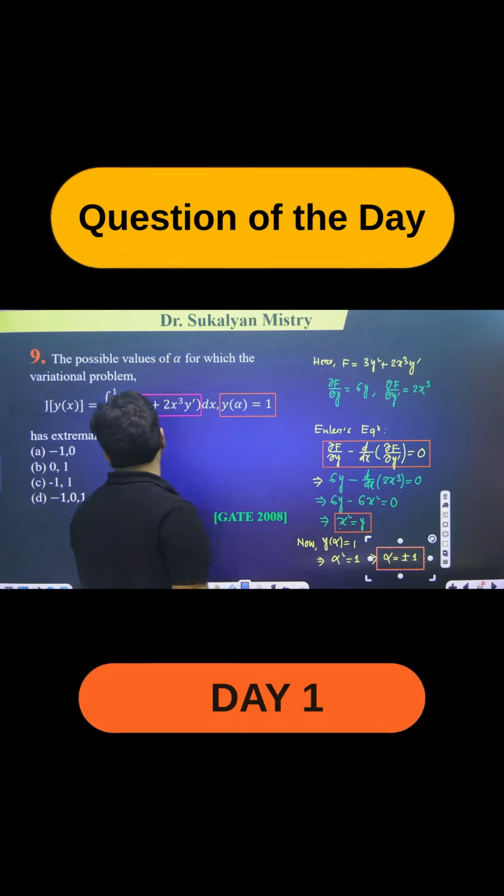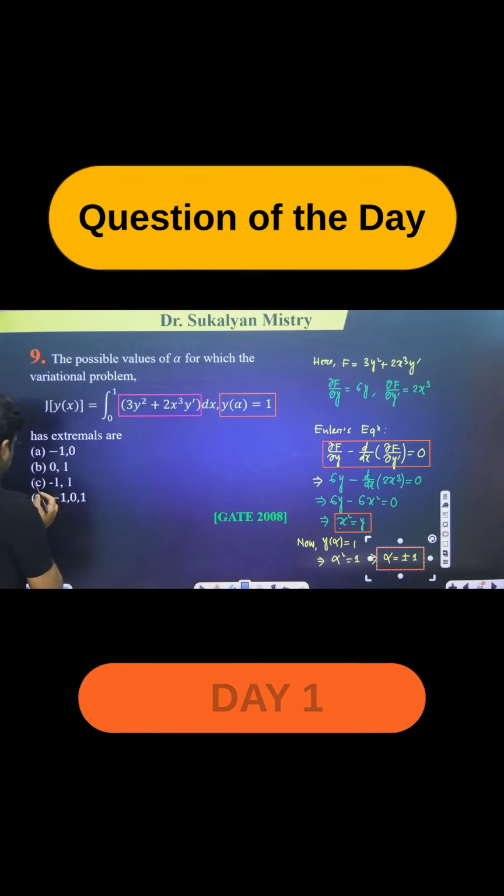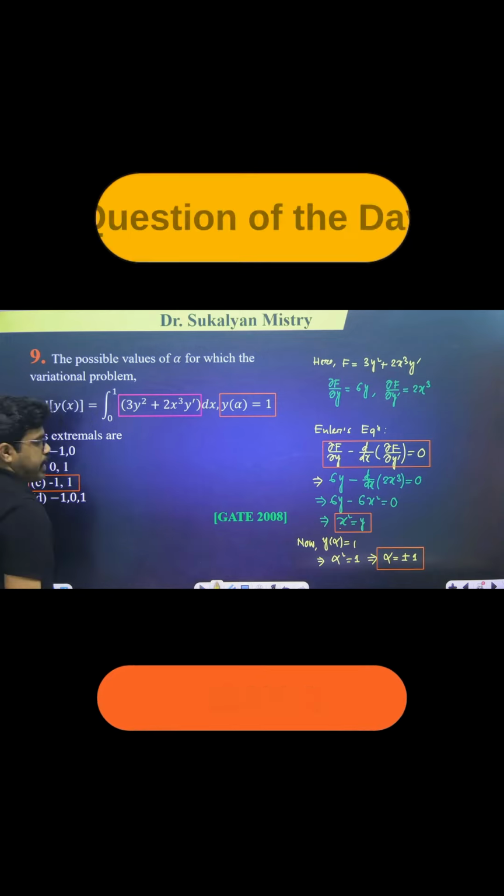So which option is correct? The values of alpha will be plus 1 or minus 1. That means option C is the correct answer.